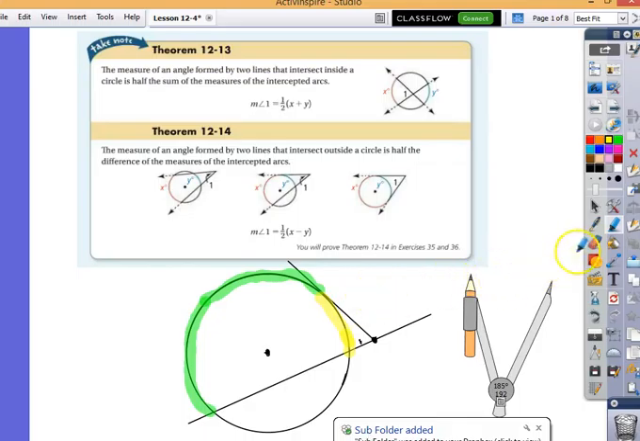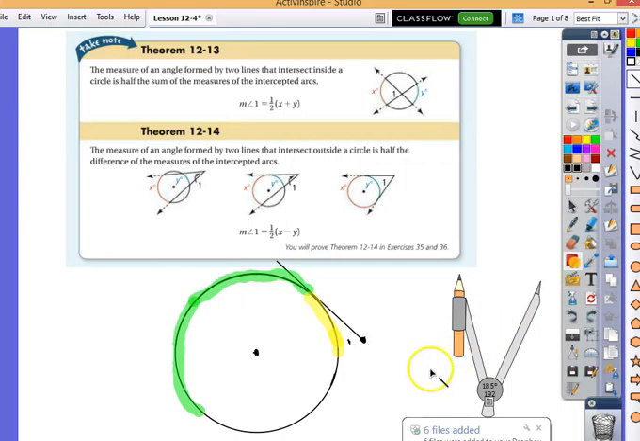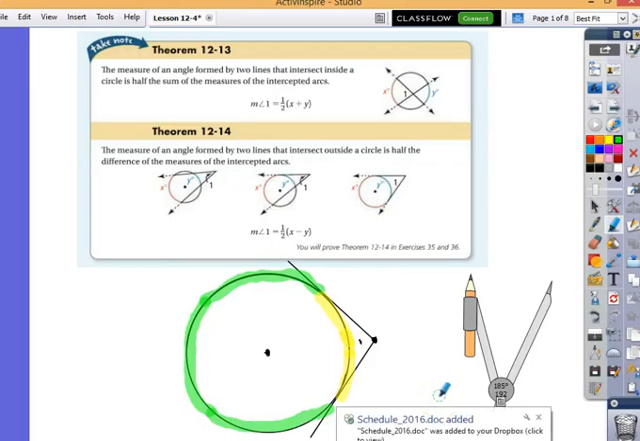And then if I actually do two tangent lines, something interesting happens with two tangent lines. The arcs actually become adjacent arcs that form the entire circle. So the green arc is one part of the circle, and the yellow arc is the rest of the circle. If you add the green and the yellow together, what do you have to get? 360.